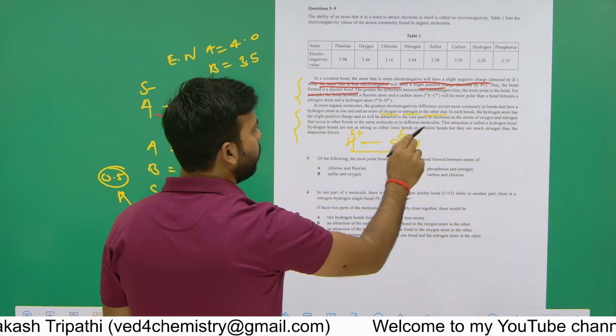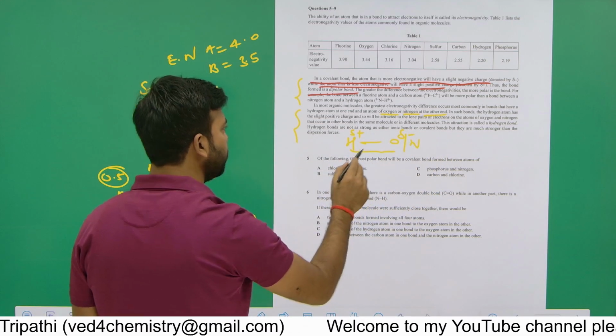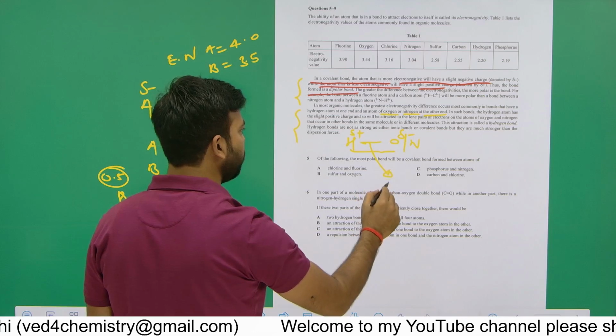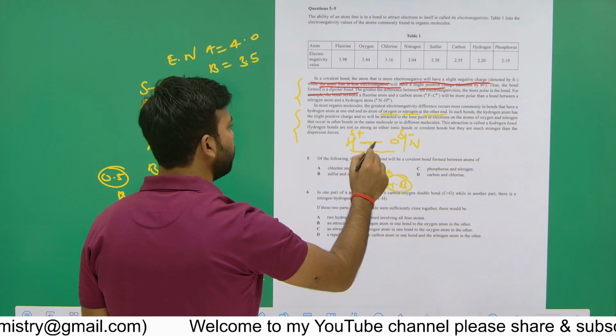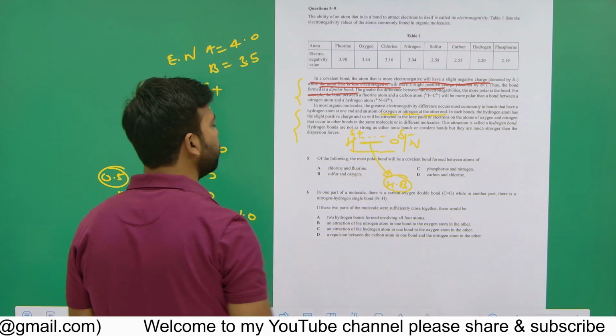In such a bond, the hydrogen atom is slightly positive because of being less electronegative. The attraction between such molecules is called a hydrogen bond. This type of attraction is a hydrogen bond. Clear? But that should not be a single bond. The attraction is a dotted line. Clear?